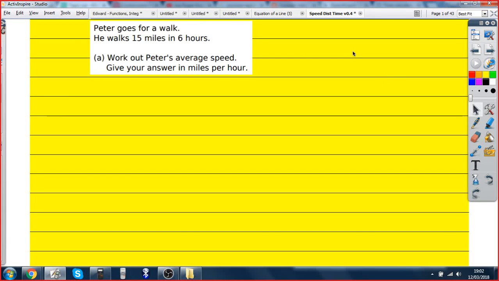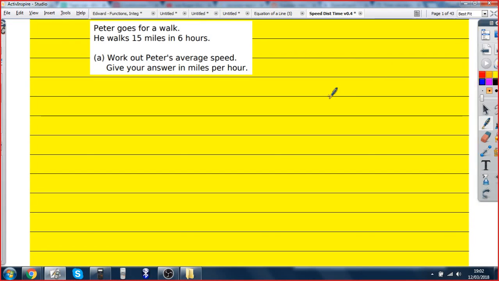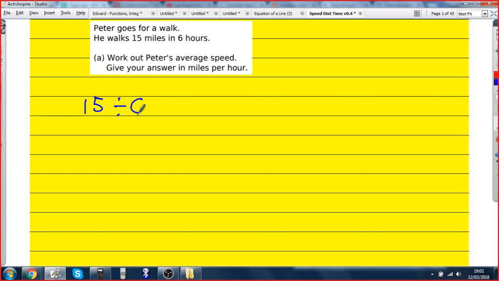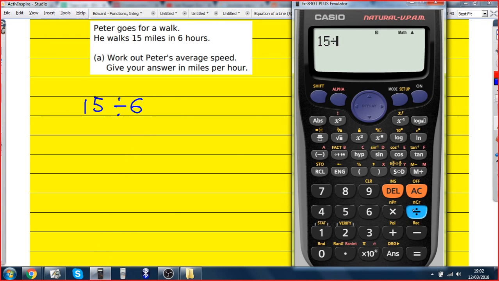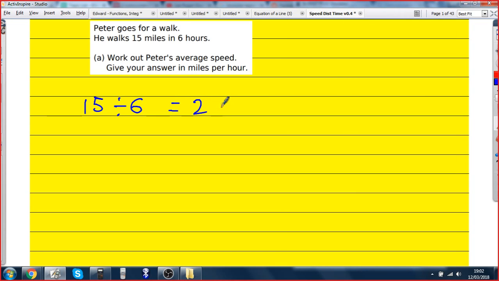Okay, let's see if you already know how to do this one. Would you do 15 times? No, divide by 6. 15 divided by 6. Let's take a look. So 15 miles, 6 hours. So his average speed would be 2.5 miles an hour.